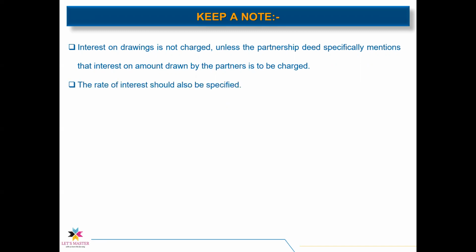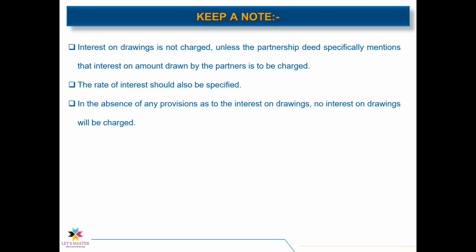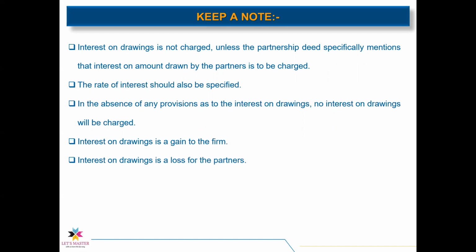The rate of interest should be specified. Then in absence of any provisions as to interest on drawings, no interest on drawings will be charged. Interest on drawings is a gain for the firm, because when the firm charges interest on drawings, the firm will receive the money from the partners, and interest on drawings is a loss for the partners because this is something they have to pay to the firm.